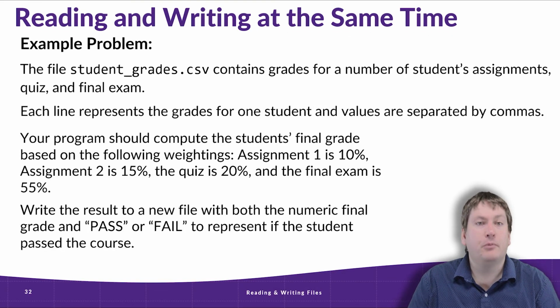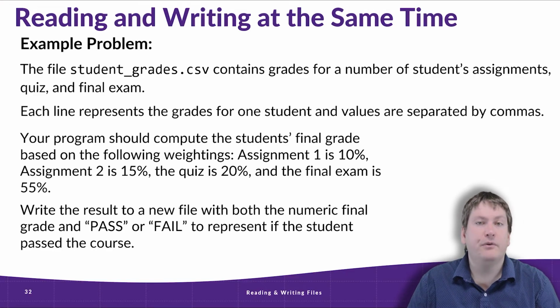So the example problem we're going to try is to process a file called studentgrades.csv. This is a comma-separated values file, and it's going to contain the grades for a number of different students for a variety of assignments, quizzes, and the final exam. Each line is going to represent the grades for one particular student, and the values on these different assessments are going to be separated by commas. So the very first column is going to be the student's name, and the remaining ones are going to be different grades on different assignments and other assessments.